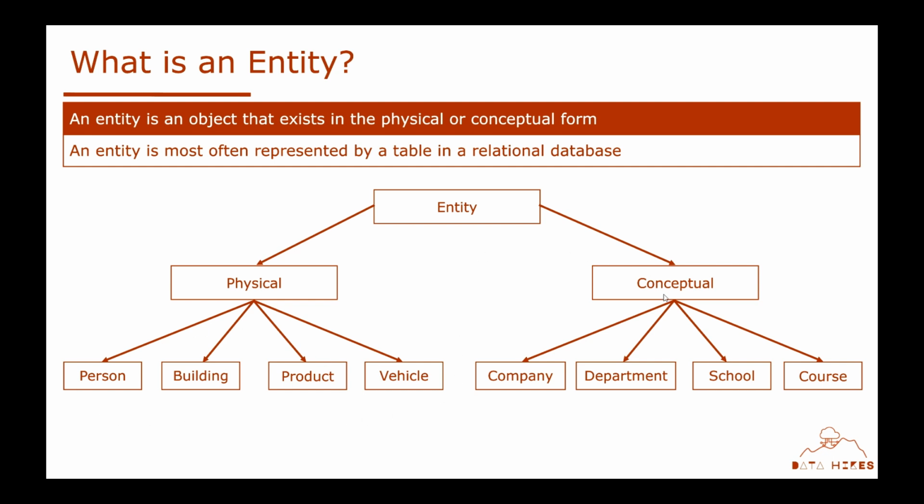Conceptual objects, on the other hand, are more like a company, a department, a school, or a course. These can have physical representations like buildings or, say, books in the case of a course, but the ideas of company, department, school, and course are more concepts than physical representations.